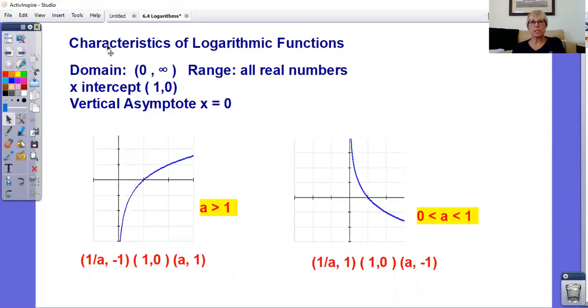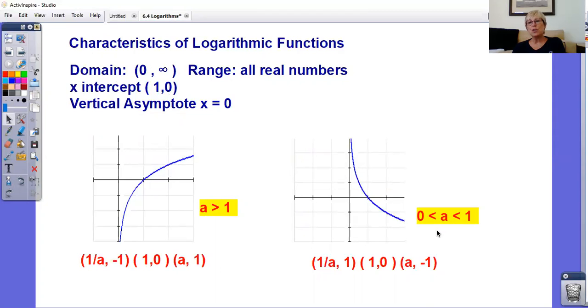Certain characteristics of logarithmic functions. So if the base is greater than 1, your logarithmic function is going to look like this. It's going to be an increasing function. The domain is greater than 0. The range is all real numbers. Notice it passes through the point (1, 0).